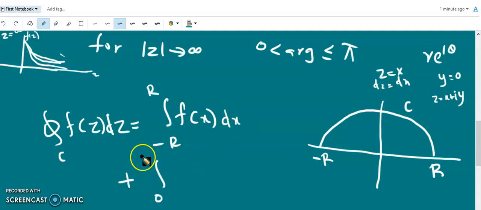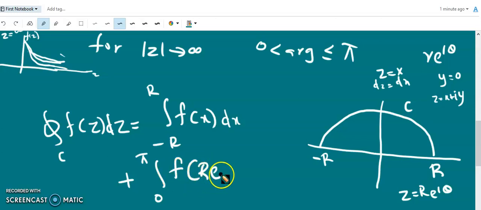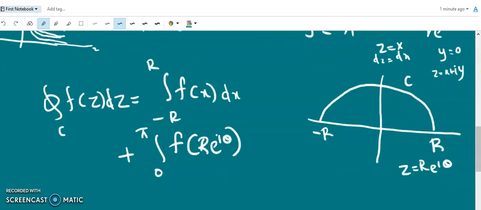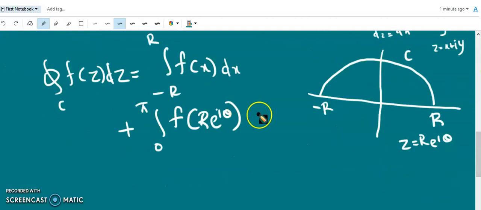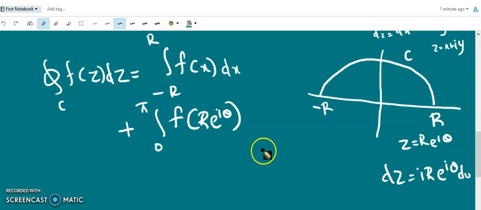integral 0 to pi. So this is the integration around the curved part. On the curved part, we know that z equal to R e to the power i theta. So f of z can be written as f of R e to the power i theta, and dz can be written as i R e to the power i theta d theta.